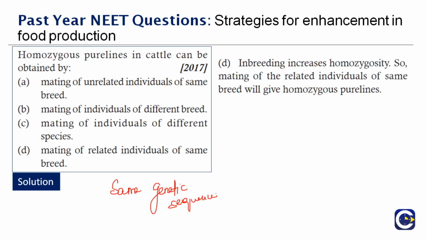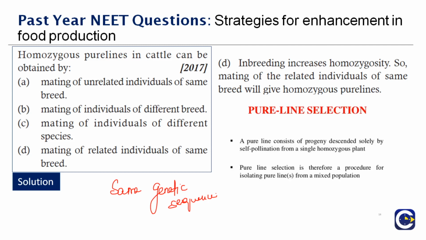Inbreeding increases homozygosity. So mating of related individuals of the same breed will give you homozygous pure lines, which is option D. A pure line consists of progeny descended solely by self-pollination from a single homozygous plant. It can be in relation with the plant as well. Pure line selection is therefore a procedure for isolating pure lines from a mixed population. Therefore, the correct answer to this question is option D.